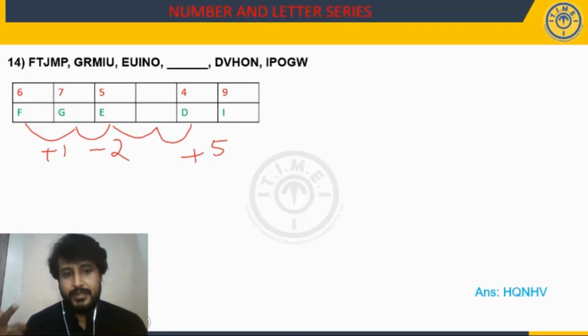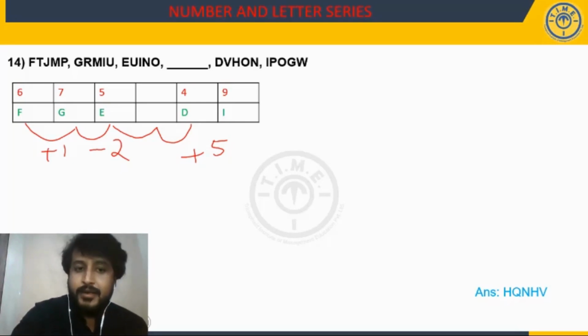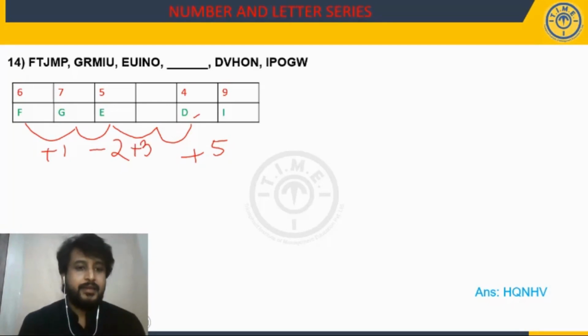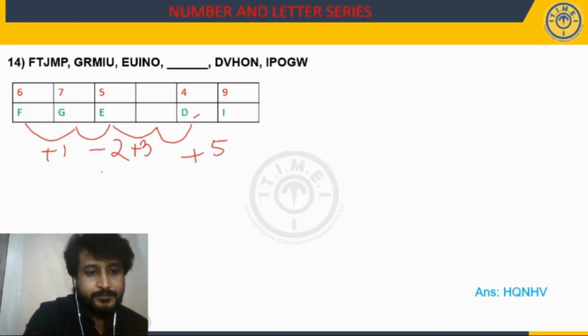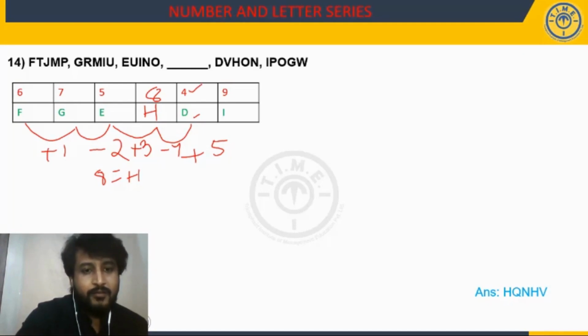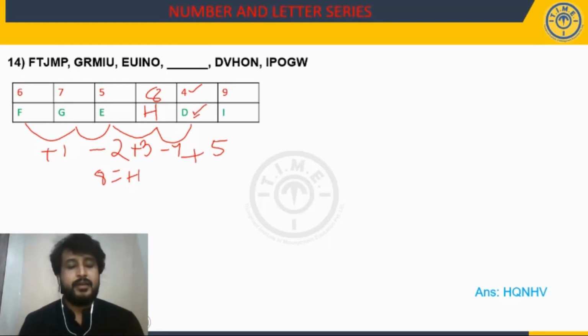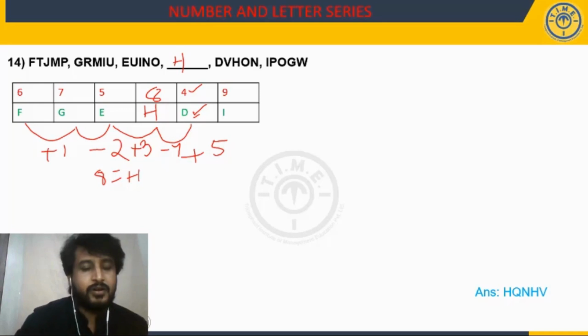Plus 1, minus 2. What could be next? Plus 3. If it is plus 3, next must be minus 4 and it should match with D. That we need to cross check. Okay, let's take plus 3. E's place value is 5. 5 plus 3 is 8. The 8th letter is H. Now if you take this as H, which is 8, next should be minus 4. 8 minus 4 is 4. The 4th letter is D, I mean D's place value is 4. So it is absolutely matching. So what is the logic? Plus 1, minus 2, plus 3, minus 4, plus 5. And the missing letter is H. So in our answer it must start with H.